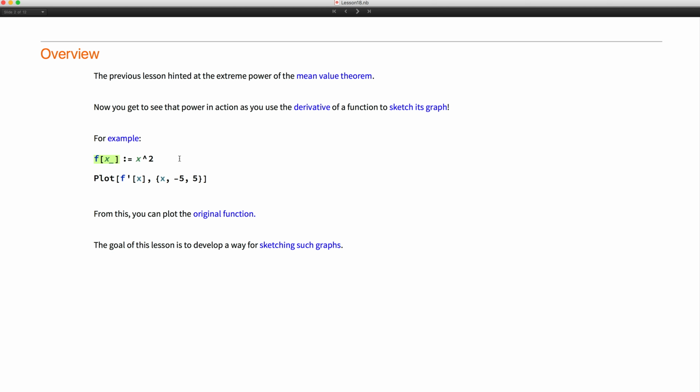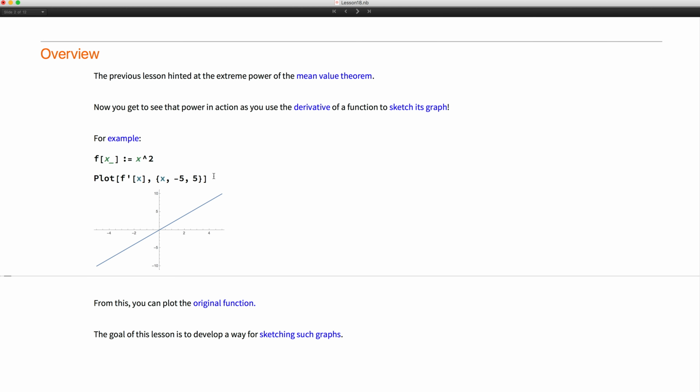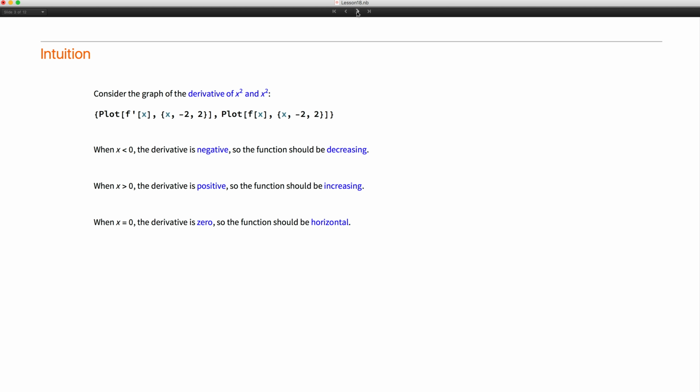So, for example, here's the function f of x equal to x squared, and that's the derivative of the function. Now, the function itself, of course, is just a parabola in terms of its graph, and the derivative is a straight line graph. And the point is that starting from this derivative, you can actually plot the original function. And that's the theme of this lesson. The goal of this lesson is to develop a way for sketching such graphs. So let's begin by building some intuition.